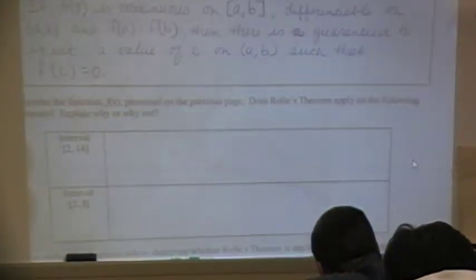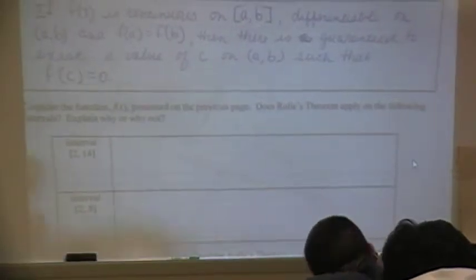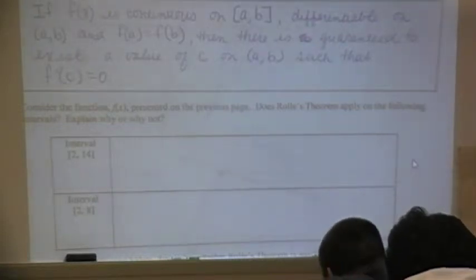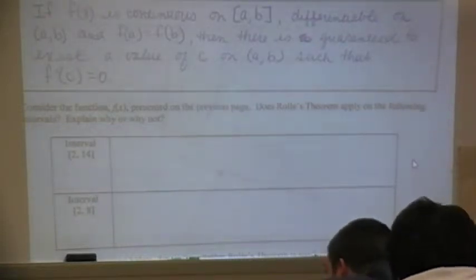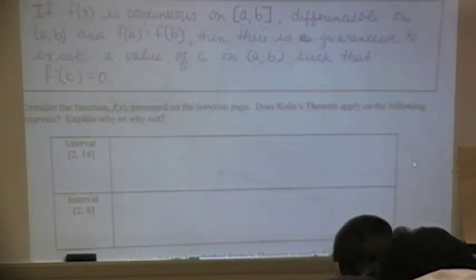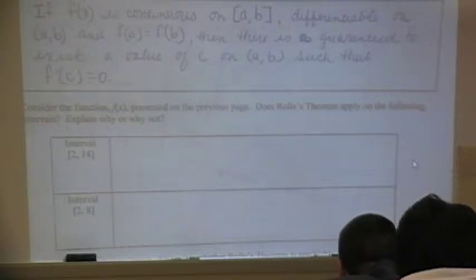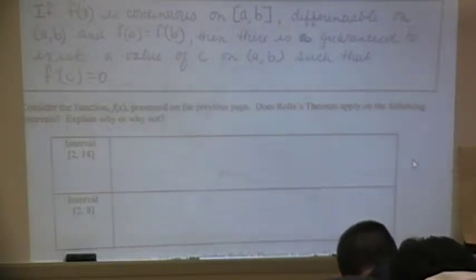Okay, so we're going to talk through this definition real quick. I'm going to ask you a couple of questions, see if you can figure out why. First of all, it says if f of x is continuous on the interval AB. Specifically, what kind of interval? A closed interval, because I've got brackets. So we've got to be continuous on the closed interval, differentiable on the open intervals.